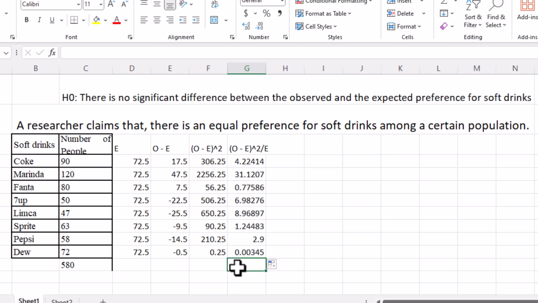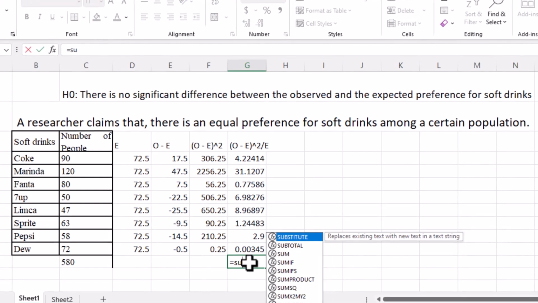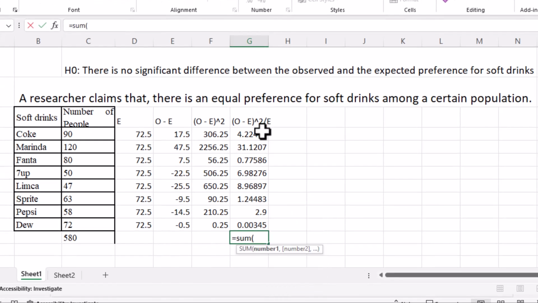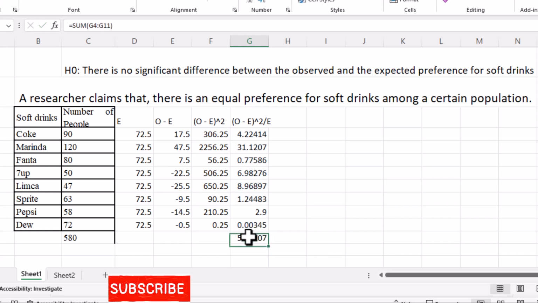Don't forget, our chi-square by definition is defined as the summation of the squared difference between the observed and the expected divided by the expected. So these values here, we will sum them up. When we sum it up, then we get our chi-square calculated. So this gives us equal sum, then we highlight all the values here. So this is our chi-square calculated.